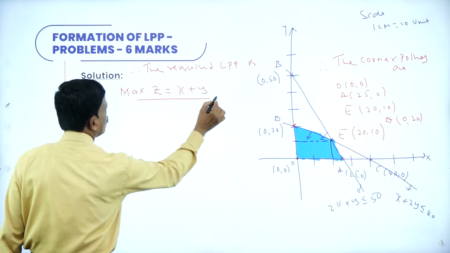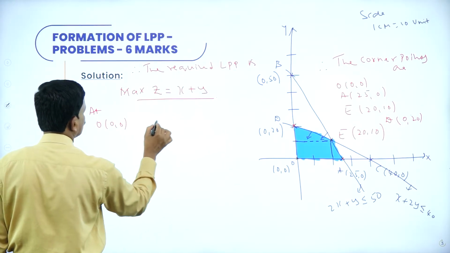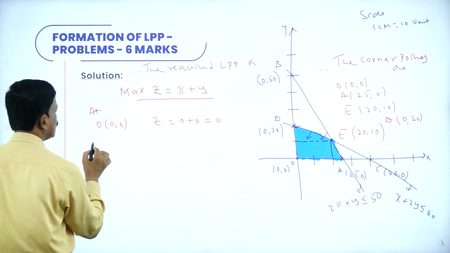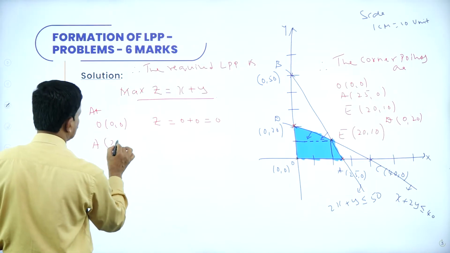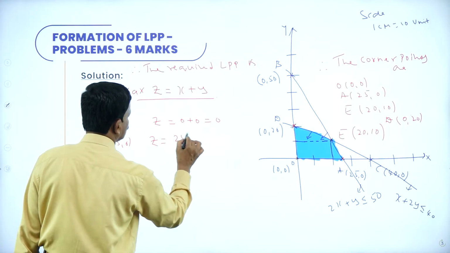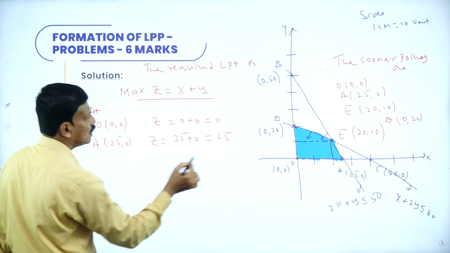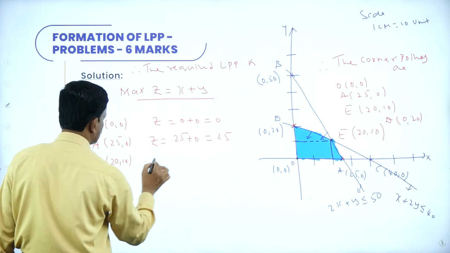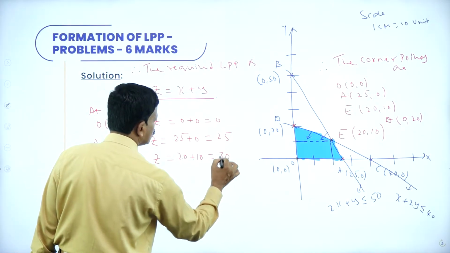Now this is the objective function at O (0, 0): Z is equal to 0 plus 0 is 0. Next at A, what is A? 25 comma 0. Z is equal to 25 plus 0 is equal to 25. Next at E, what is E? 20 comma 10. Z is equal to 20 plus 10, that is equal to 30.